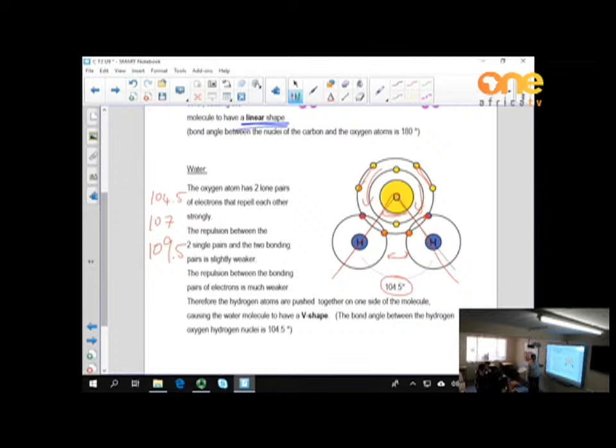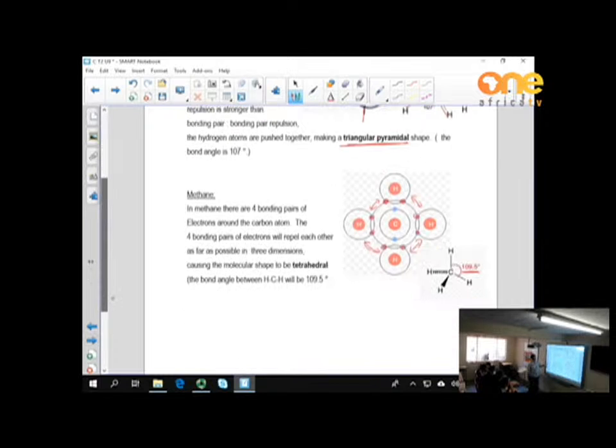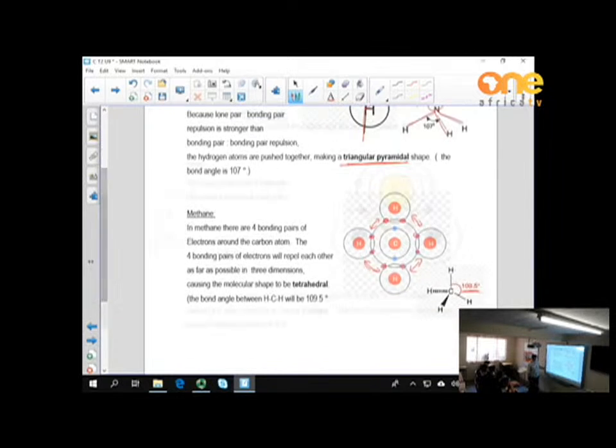Why is the angle in ammonia bigger than the angle in methane? Methane only has bonding pairs which repel each other equally weakly in all directions, while in the ammonia molecule there is one lone pair that repels the bonding pairs fairly strongly away. All right. So you need to try and remember the size of the bond angle.